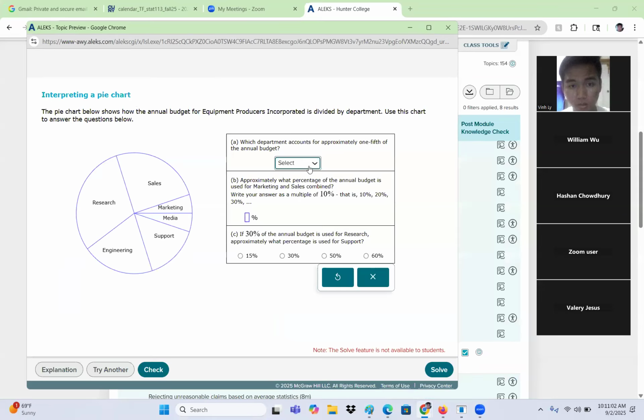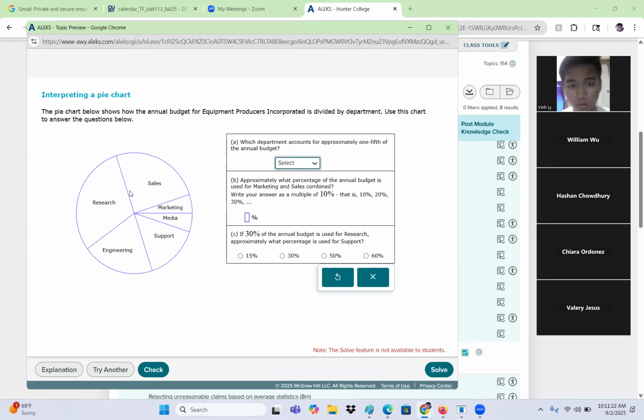Yeah, this one is kind of tricky. Whenever you don't get the exact number, somehow would not be on the exam. Which department accounts for approximately one-fifth of the annual budget?